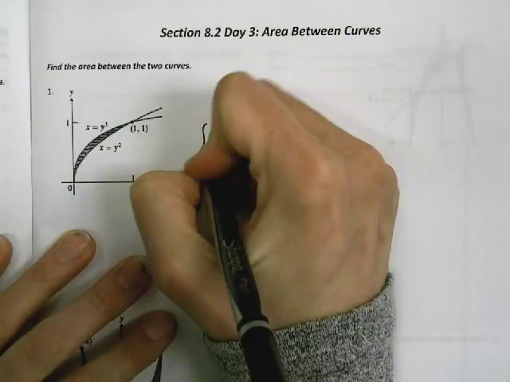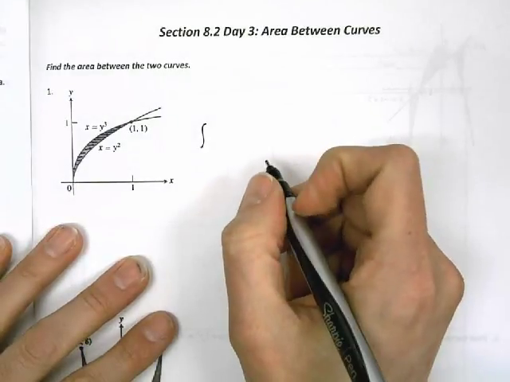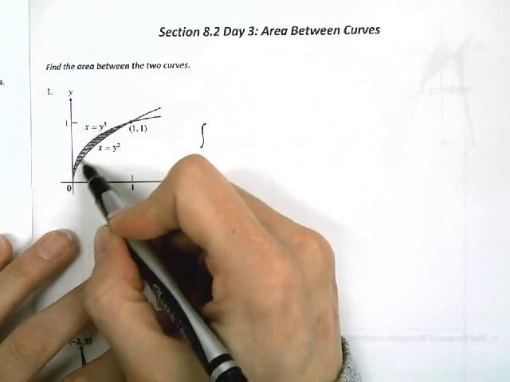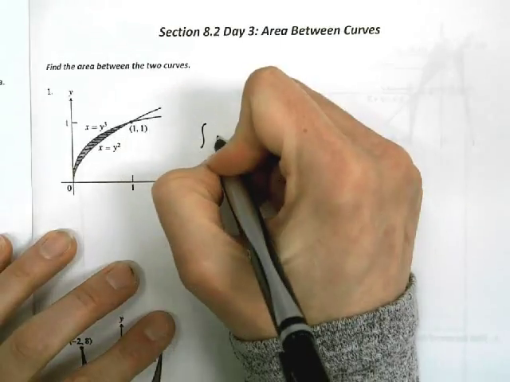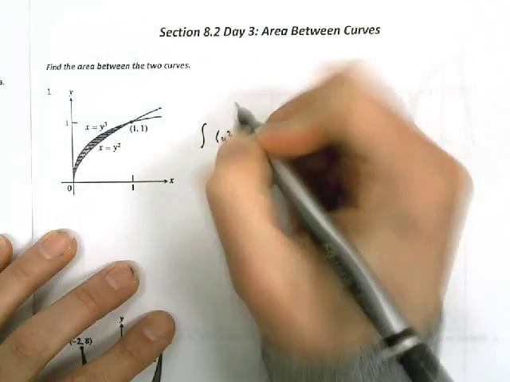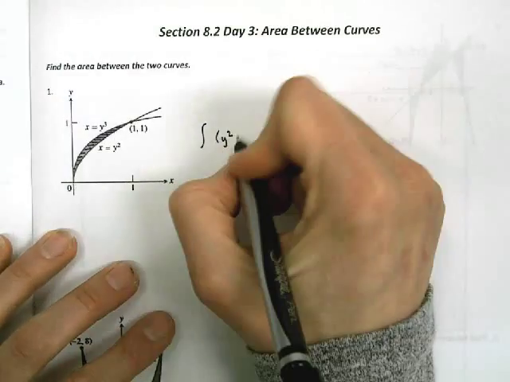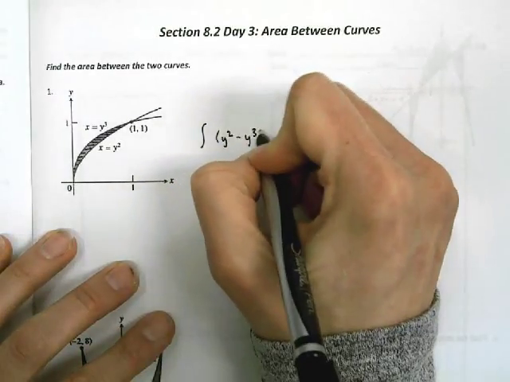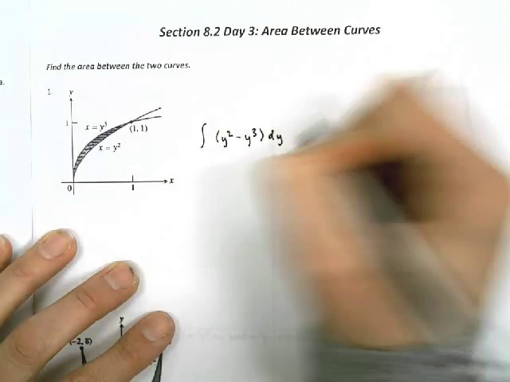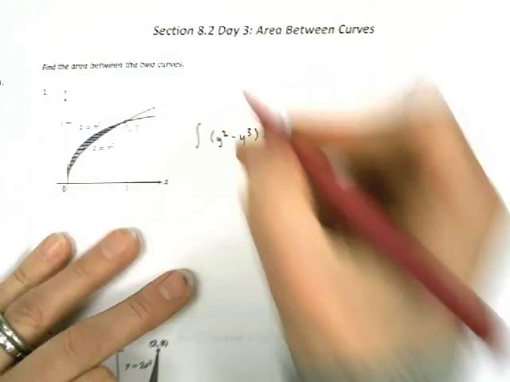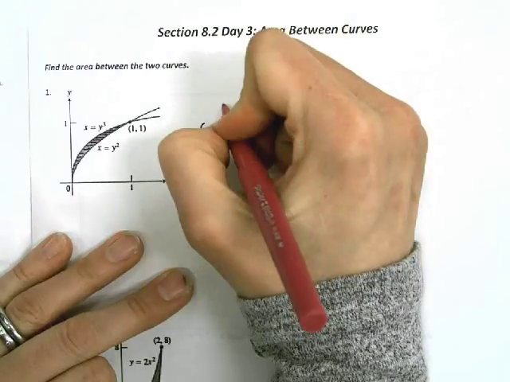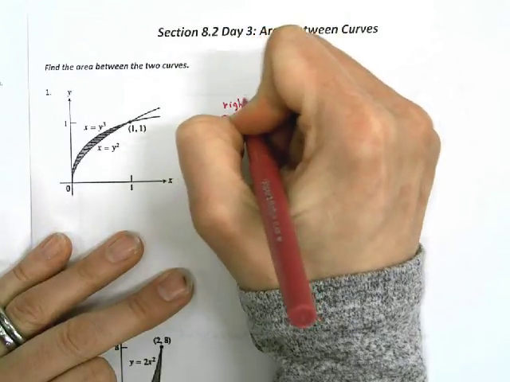So I know when I'm integrating with respect to y, I'm doing right minus left. Well, my right bound of this region is going to be y squared. And my left bound is going to be y cubed. So my integral is y squared minus y cubed. Of course, I have my dy, and again, we're doing right minus left.